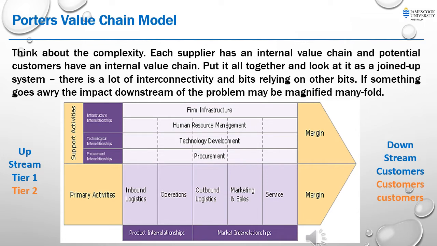In Porter's value chain, we have some primary activities that we mentioned previously as well: inbound logistics, operation, outbound logistics, sales and marketing, and services. And alongside we have some support activities like firm infrastructure, human resource management, technology development, and procurement. And all goes to a margin.